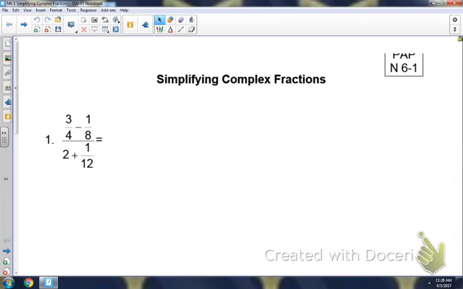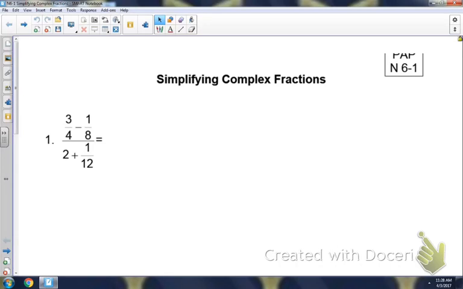Okay, so on notes 6-1, we're going to be simplifying complex fractions. A complex fraction is fractions on top of another fraction. So we have fractions on top and fractions on bottom. Our goal is to get rid of all the fractions on the top and all the fractions on the bottom, and then we can simplify the one fraction that we have at the end.